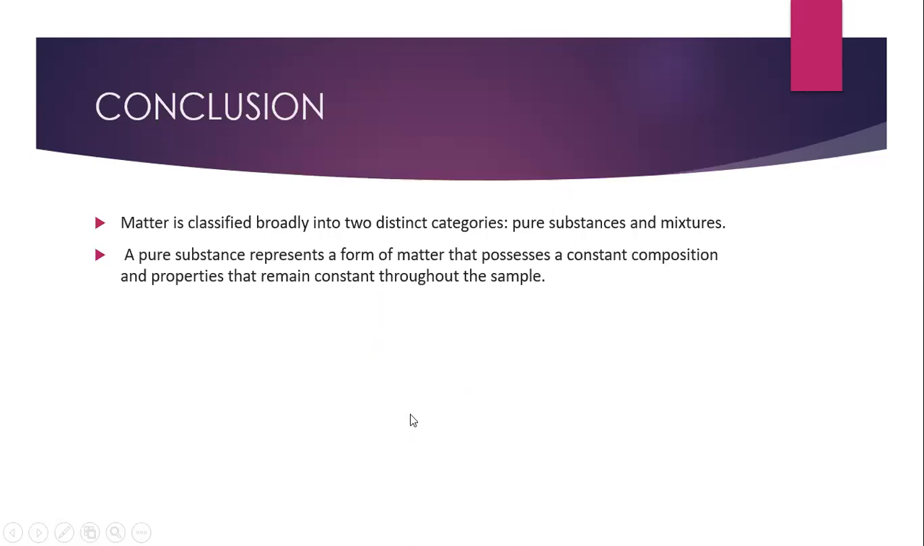So what is the outcome of this presentation about a pure substance in engineering thermodynamics? Any physical form of matter can be broadly classified into two categories, say pure substance and mixtures. The pure substance represents a specific form of matter that has a certain composition at a constant level and also standard properties that remain constant throughout the sample. So this is all about the outcome of pure substance.